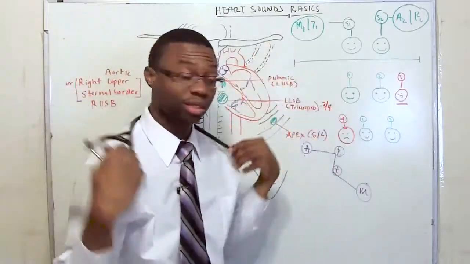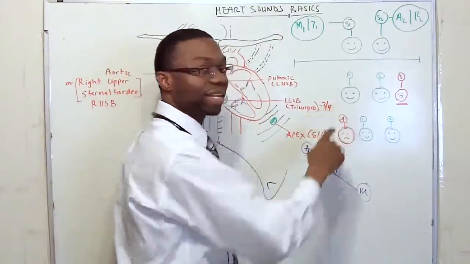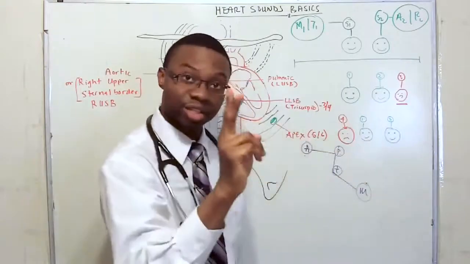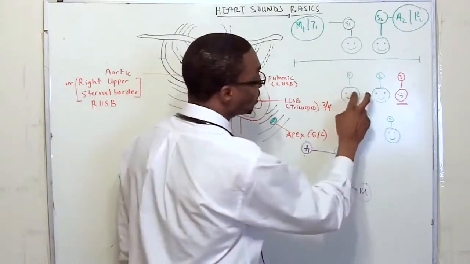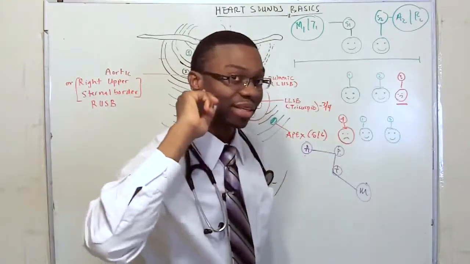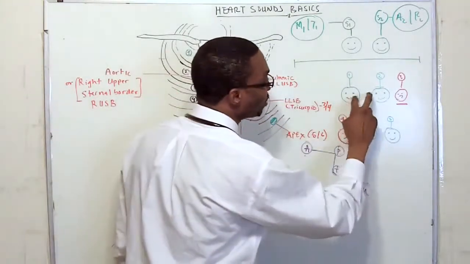1-2-3. 1-2-3. 1-2-3. Let's do that on the board. Look at this nice smiling face. That's our S1. The second smiling face, S2. Check this out. 1-2. That's normal. 1-2. That's normal. Here, now I want you to hear very carefully. 1-2-3.